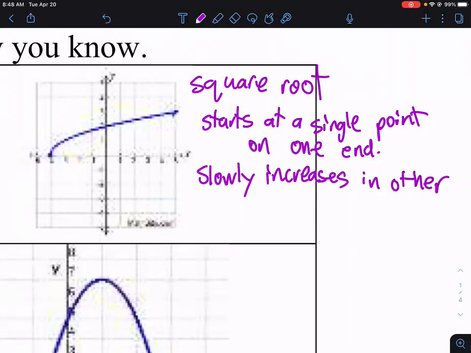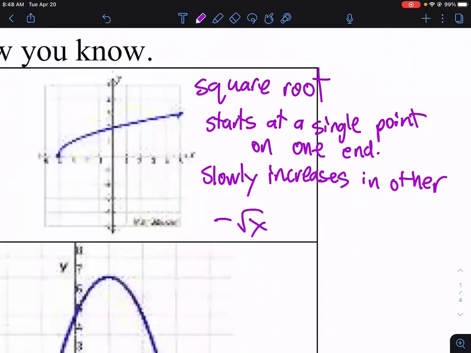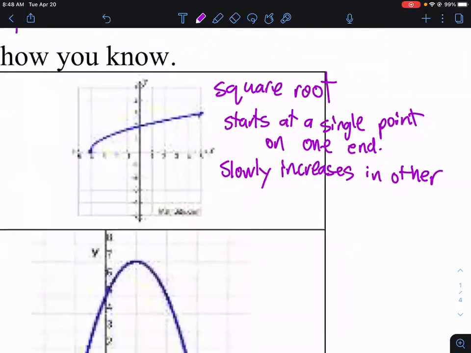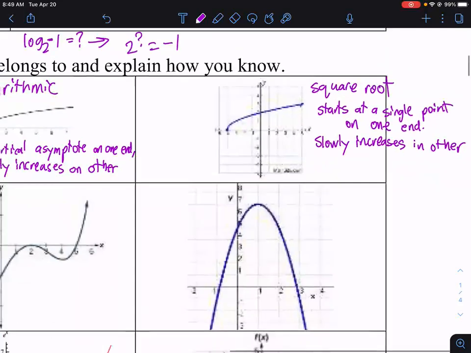So I said it starts at a single point on one end and it slowly increases in the other end. In this case, it increases, right? But you know that if it were negative square root of x, it would decrease instead. So just keep in mind, these descriptions can be affected if there are transformations.